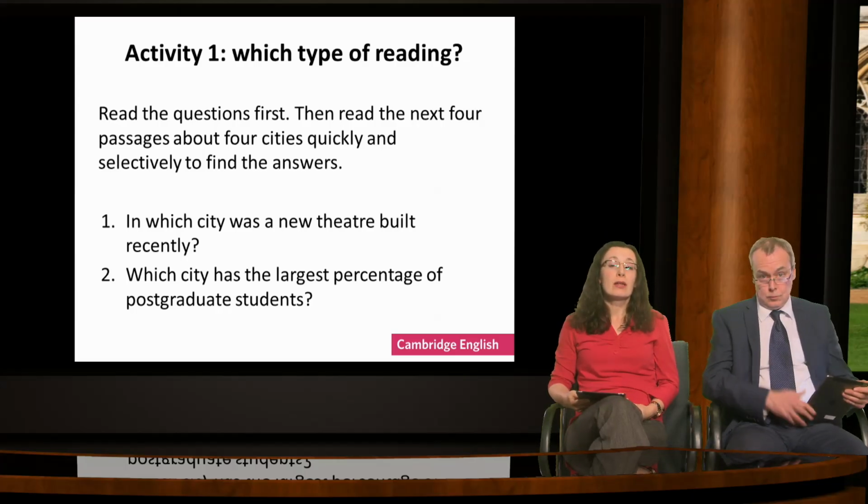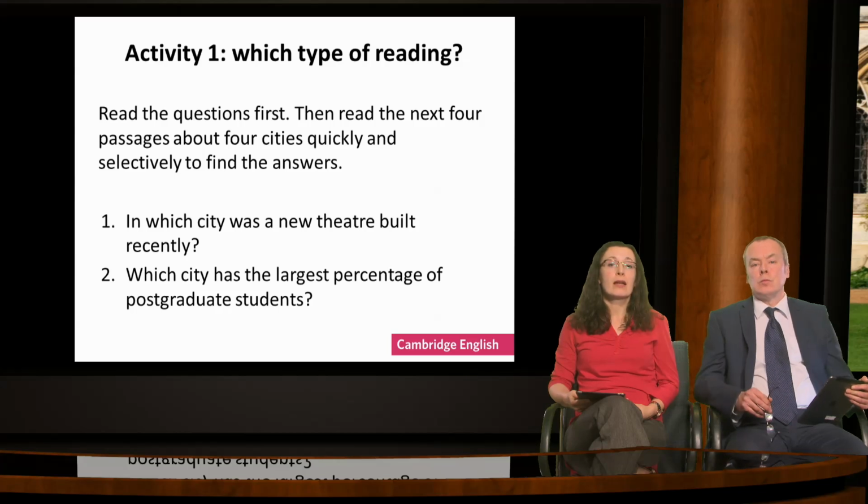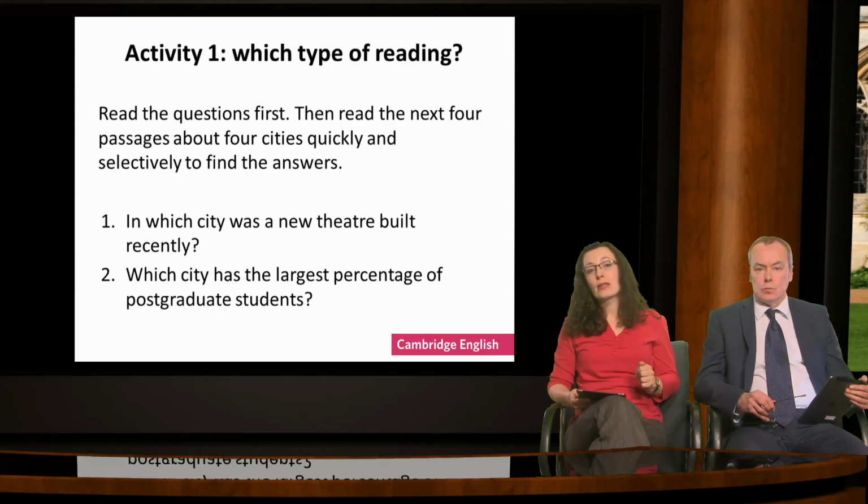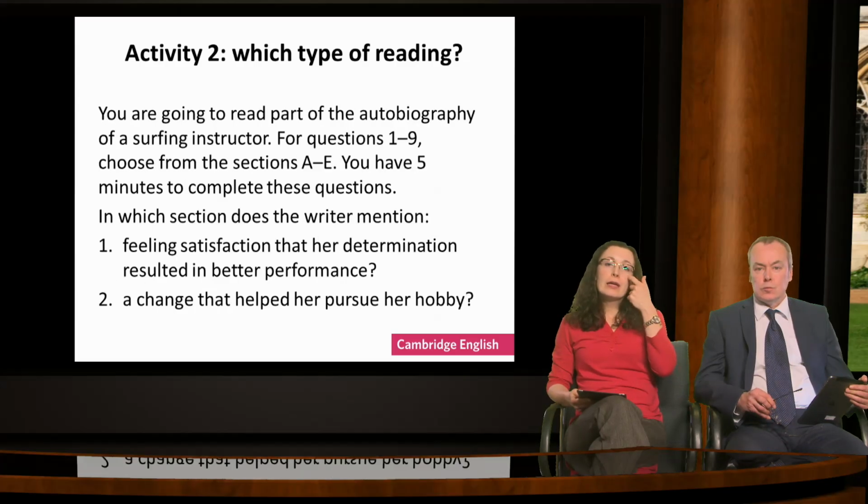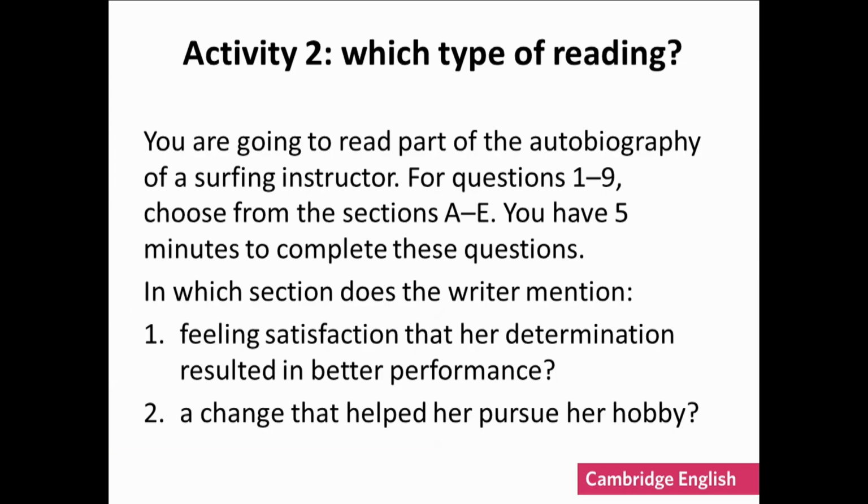So it is really an example of a task testing scanning. Students need to quickly look through several texts, searching for specific words, such as theatre, or symbols, such as a percentage sign. Here's another task, again on the handout: which type of reading? Please see Participants Activity number 2. Again, you're not provided with a reading text. Can you tell which type of reading is tested through these questions?